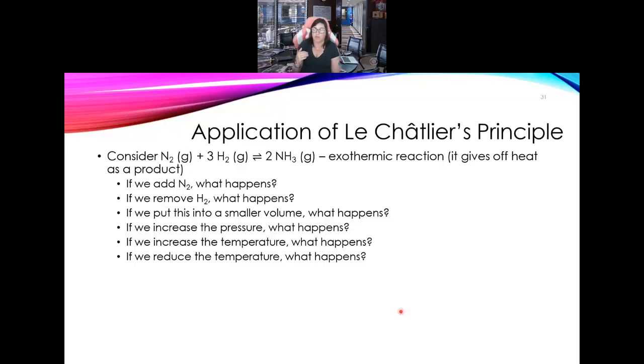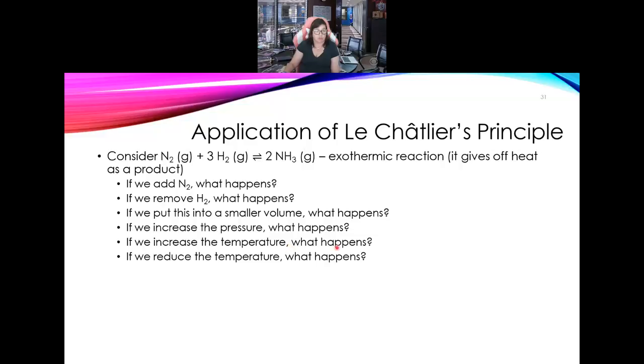If I put that into a smaller volume, what happens? Smaller volume means higher pressure. I need to go to the side of the reaction that has fewer moles of gas. I have 3 plus 1, 4 moles of gas here. I have 2 moles of gas here. So in a smaller volume, I'm going to shift forward to relieve that excess pressure. Right? If I increase the pressure, same thing. So smaller volume or increasing the pressure, both of those will drive it in that direction.